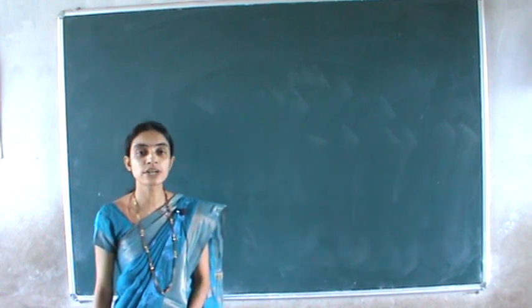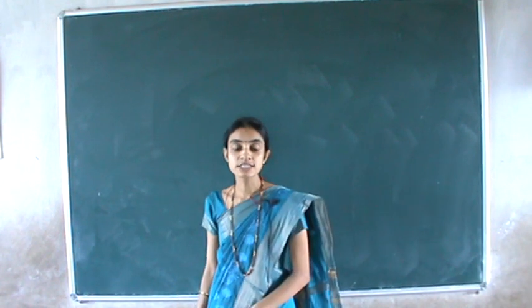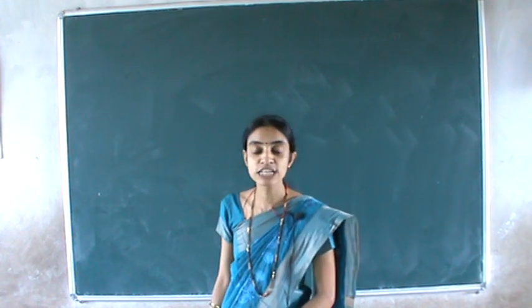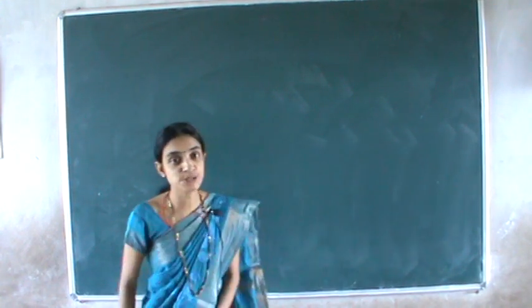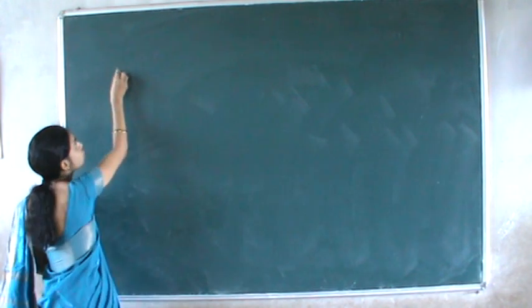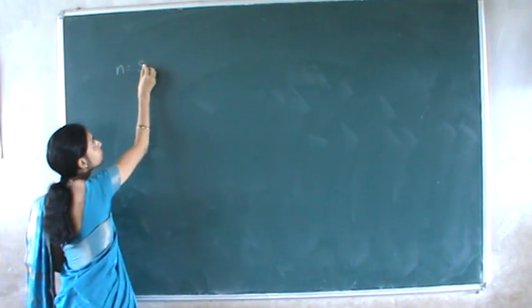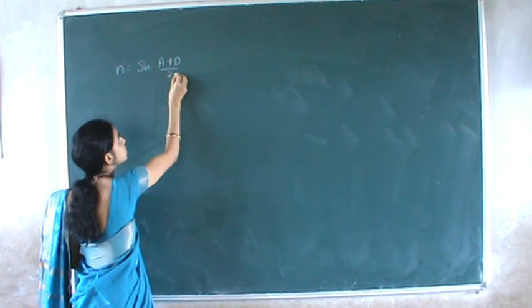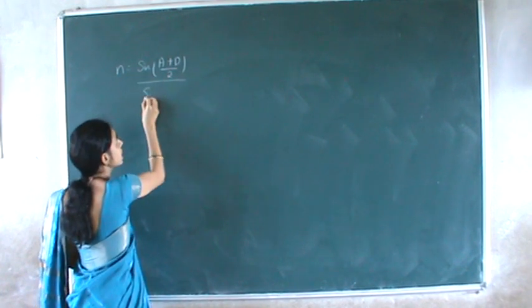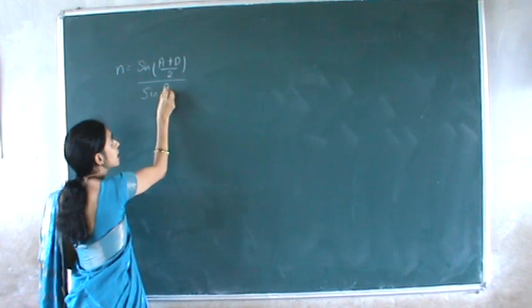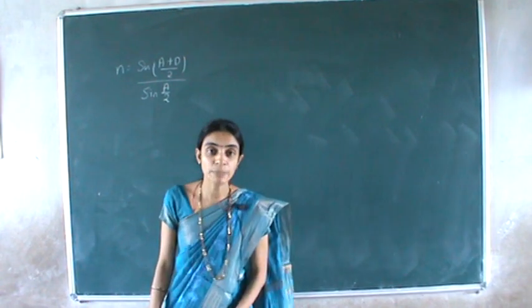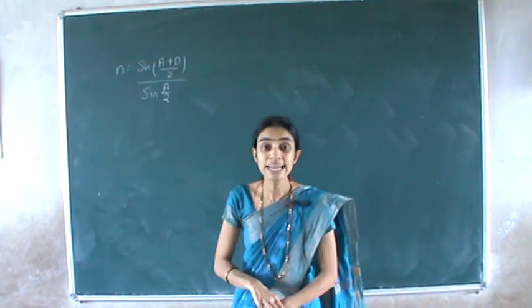Good morning dear students. In the previous class, I obtained the equation of refractive index of the prism. What was the expression? n is equal to sine of (A plus D) by 2, divided by sine of A by 2.